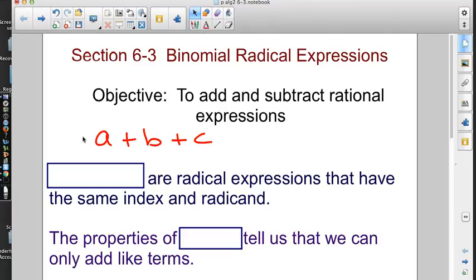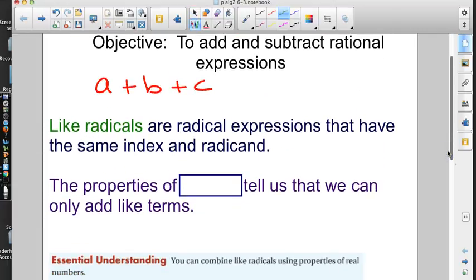So, if we're going to add or subtract stuff, it has to be exactly the same. And that holds for radicals as well. They have to be exactly the same to put them in the same spot on the plate. Like radicals are radical expressions that have the same index and radicand. We better think about what that means again.